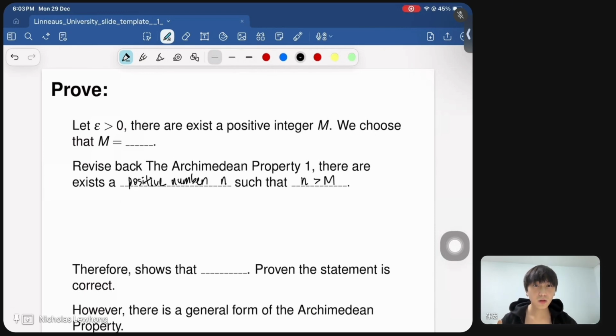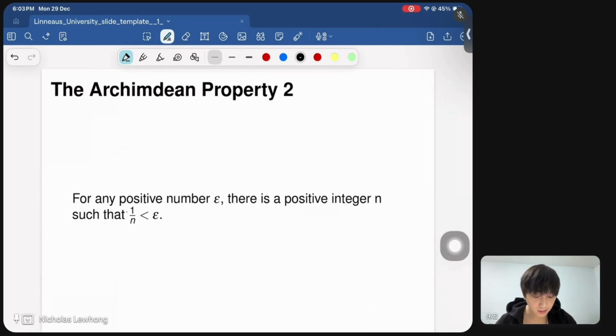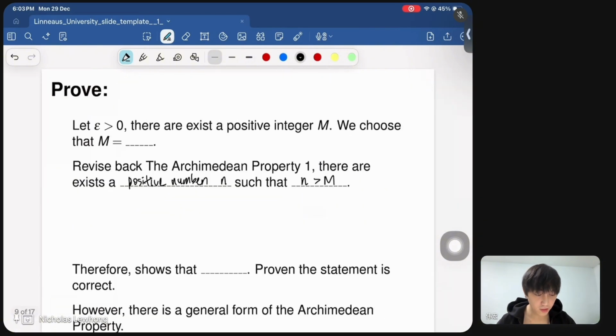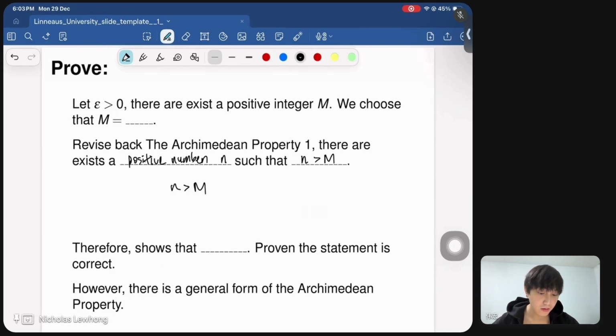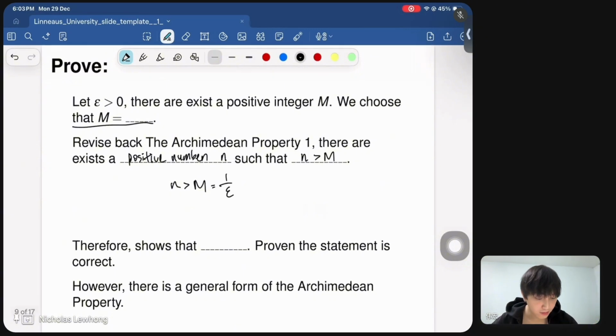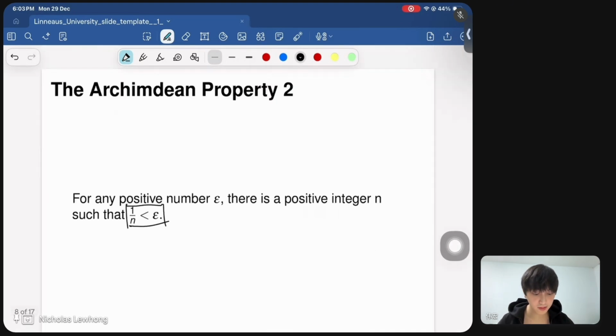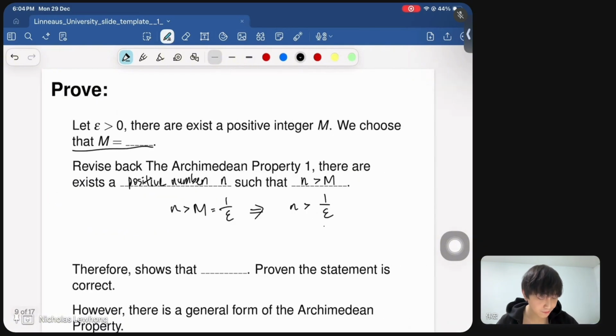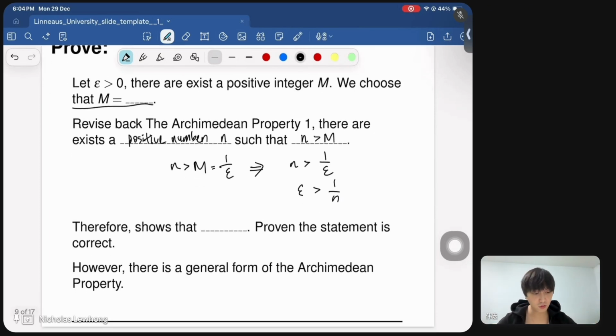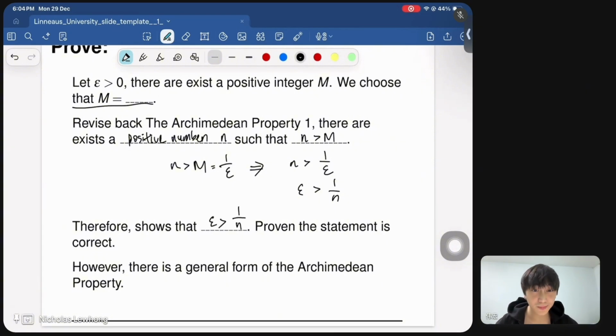So what's the relation? We now look back at Archimedean property 2. We need 1 over n. So we need to create a 1 over n. We know that n is larger than m. Remember, m is still empty; we still need to choose m. So we choose m equal to 1 over epsilon, because if I choose 1 over epsilon, I will get the inequality n larger than 1 over epsilon. This is what proves Archimedean property 2, because we just need to let n and epsilon change places. So epsilon will be larger than 1 over n, and since epsilon and n are positive, this does not affect the inequality. So this shows that epsilon is larger than 1 over n. So we have proven the statement is correct.